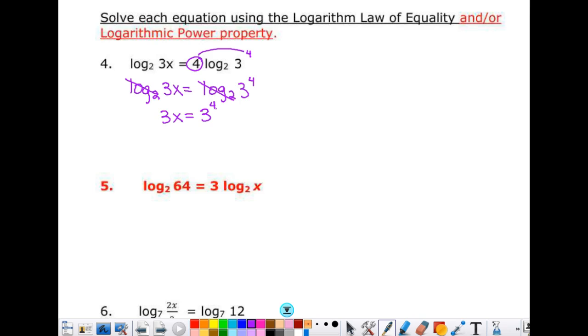So what is 3 to the 4th power? We had that come up a couple of times yesterday. These are the ones I'm wanting you all to start memorizing. 81, you should know. 3 to the 4th power is 81. Now we're just simply going to divide by 3. And what's 81 divided by 3? 27. That's another one you should get memorized. Okay, so x is 27.